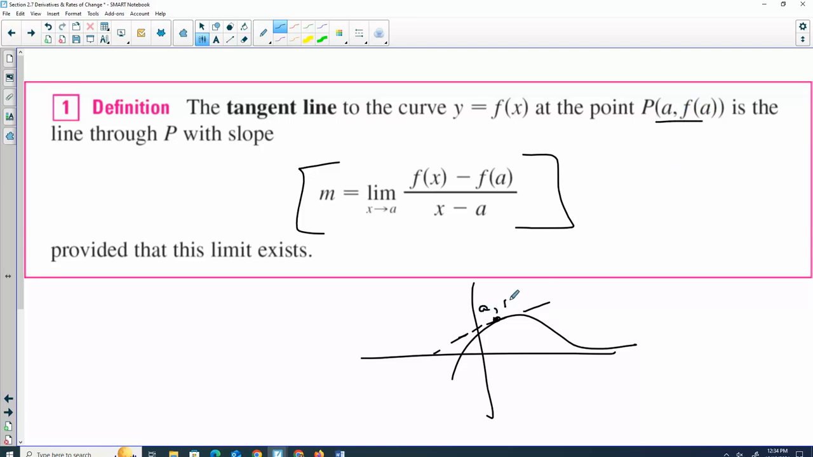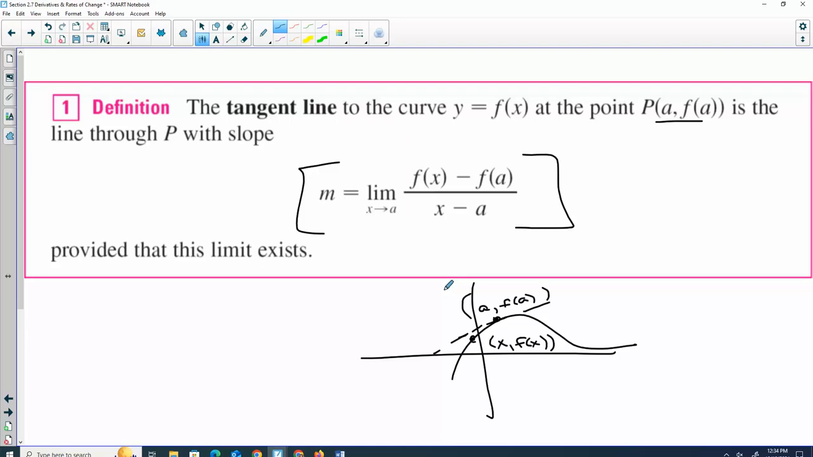f of a was just the point that I was trying to estimate, a being the x value, f of a being whatever the function equals when you plug a in. And I would take some other point on my curve, whatever that x value is and the y when I plug that in, and we would do the slope between them. And then we would set those up in tables and make our x get closer and closer to the number we are approaching. But now we have better language for that.